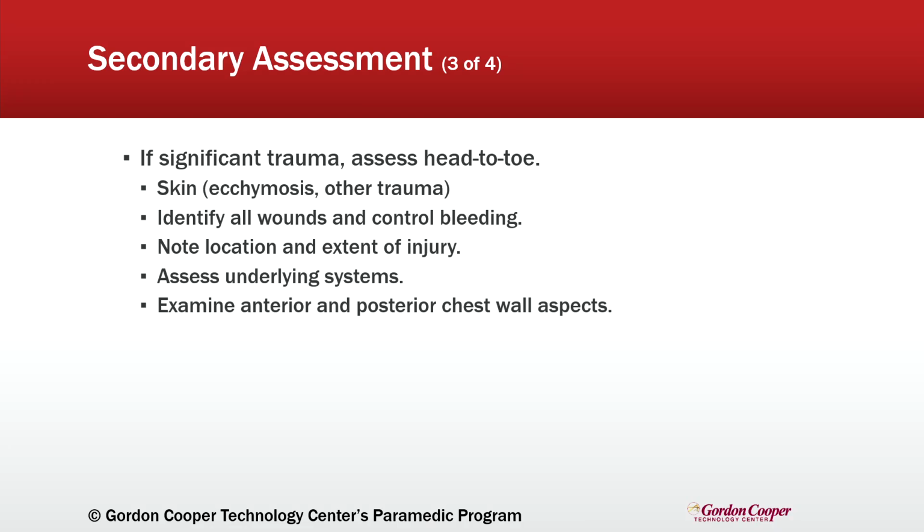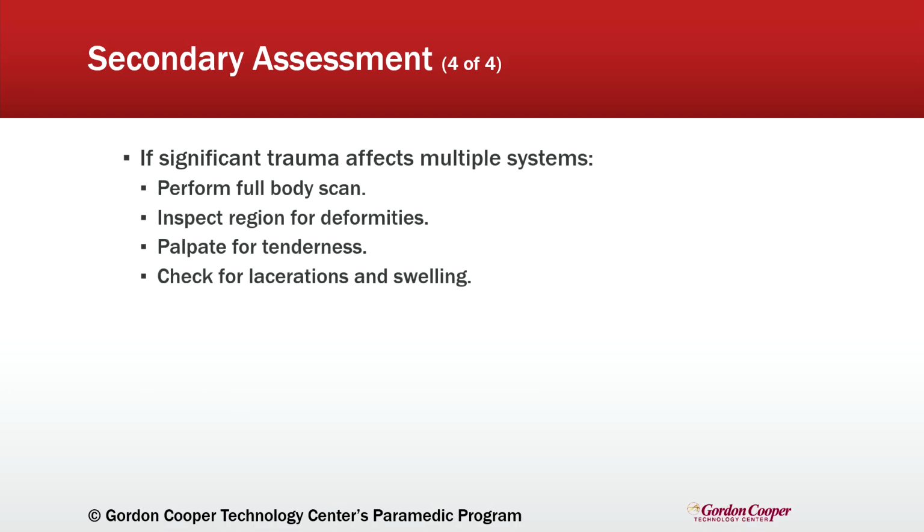And then look at some underlying systems. Evaluate the impact of injuries on those underlying systems, such as checking for signs of respiratory distress or circulatory instability. And then examine the front and the back, so anterior and posterior chest wall aspects. Ensure a careful examination of both the front and the back of the chest. Things we want to look for: deformities, tenderness, respiratory movement, those types of signs and symptoms.